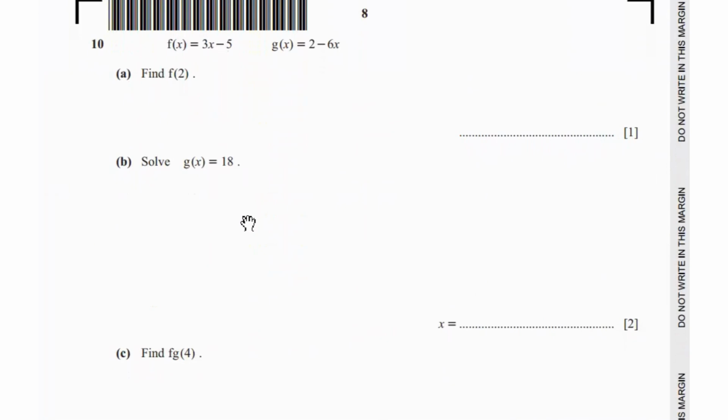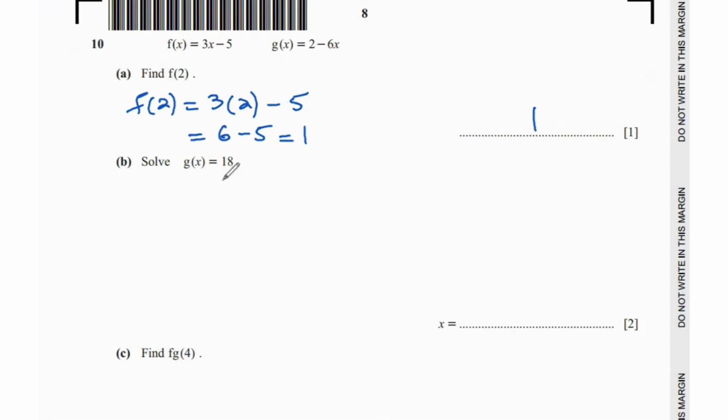Then we have a question on functions. We have two functions, f of x equals 3x minus 5 and g of x equals 2 minus 6x. Find f of 2. So f of 2 is going to be 3 times 2 minus 5. You will simply replace x with the domain value, which is 2, and then solve the equation to find the value of the function, and that is 1 in this case.